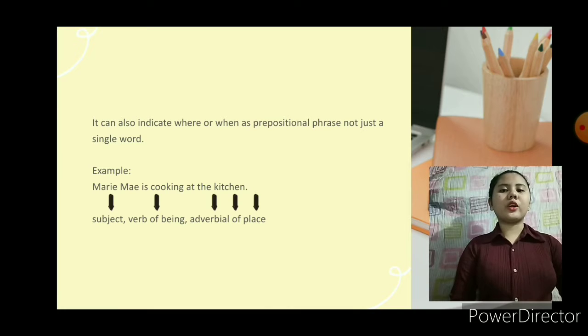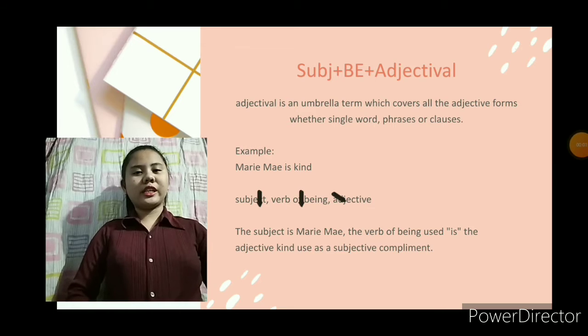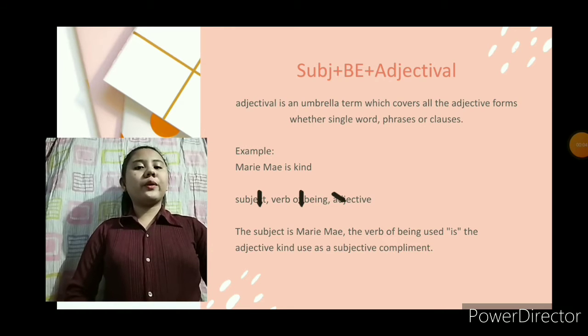It can also indicate where or when as a prepositional phrase, not just a single word. For example, Marie-May is cooking at the kitchen. Marie-May is the subject, is the verb of being used, and at the kitchen is the adverbial that answers the question where. The next sentence pattern is subject plus verb of being plus adjectival.